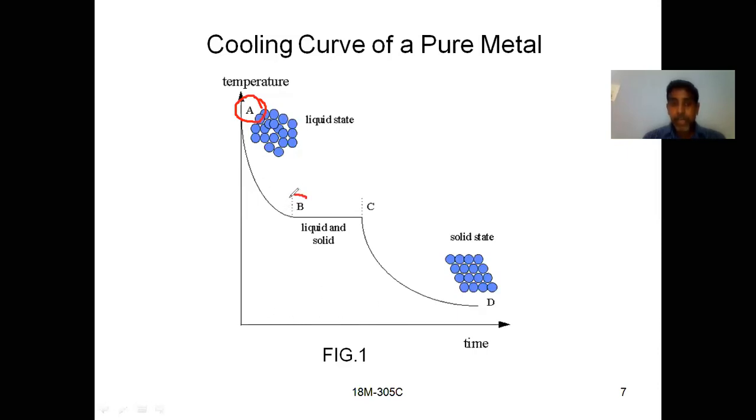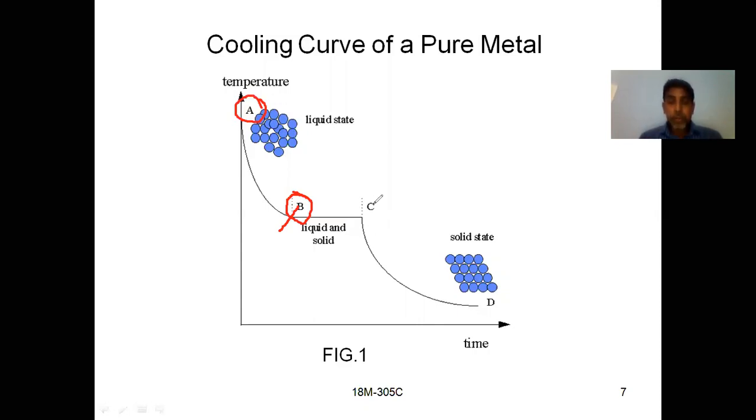And at B, what is happening? Liquid and solid phase will be there. That means at point B, solidification will start. That means phase change is occurring. Initially you have the liquid phase and you are converting it into the solid phase.